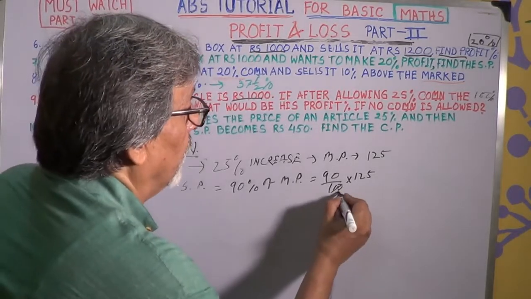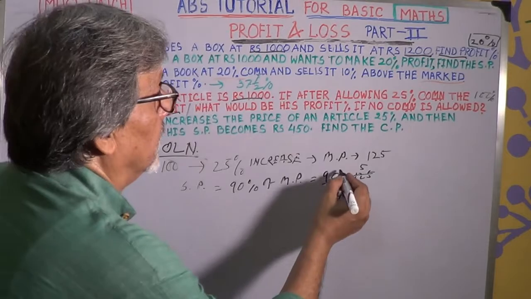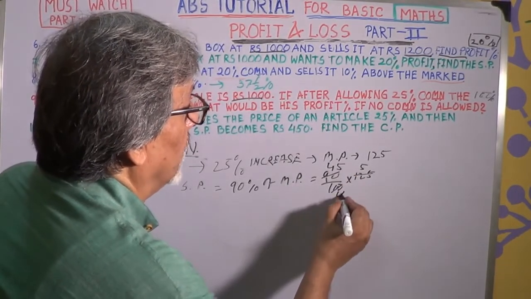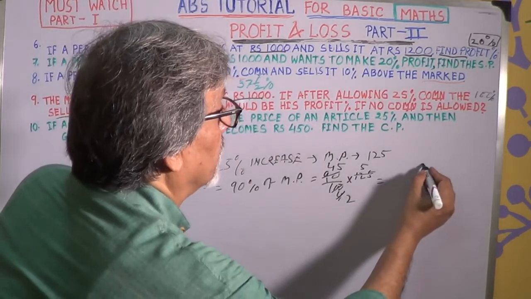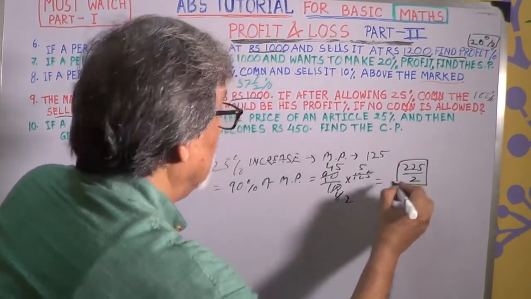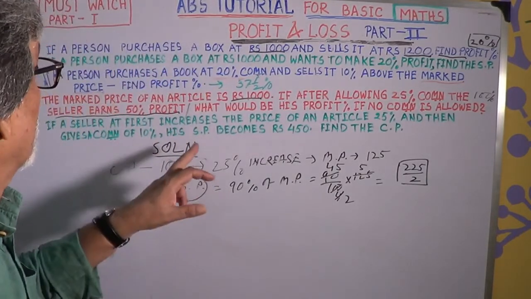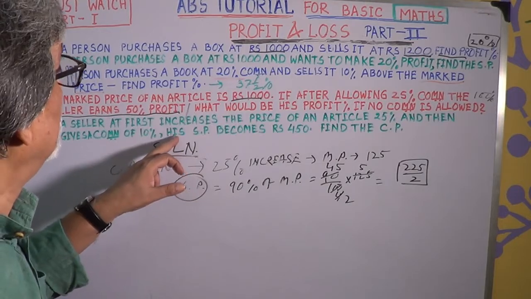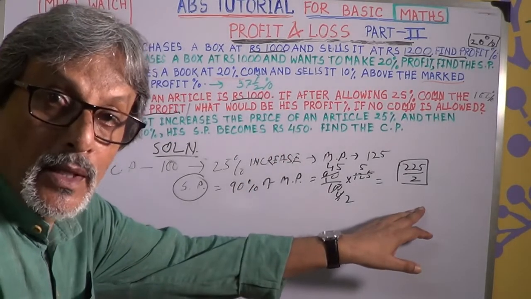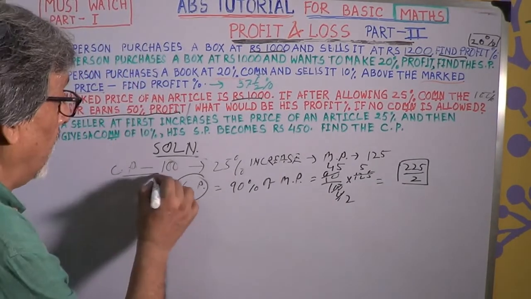Okay, so this gives us 225 by 2. This is the selling price. Now here he says that his SP becomes rupees 450, and we have worked out this sum assuming the cost price 100.